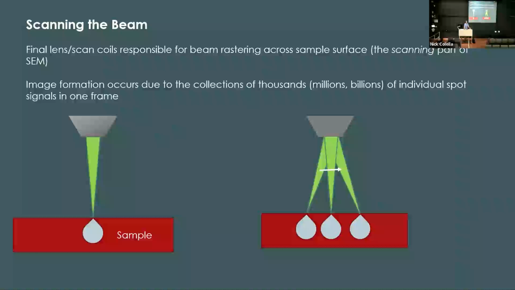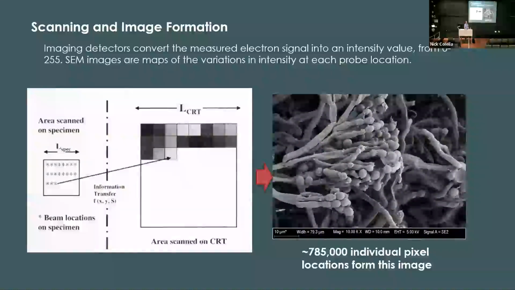So if we go from thinking about a single point to creating an image, we do that by scanning the focused beam across the sample surface and moving from one point to the next. Each point is going to correspond to one pixel in the image, right? So as we move the beam across the surface, we generate a certain amount of signal at each pixel point. We do that hundreds of thousands or millions of times and put those together and we create an image, right? So the image here on the right is made from almost 800,000 individual measurement points within a single field.